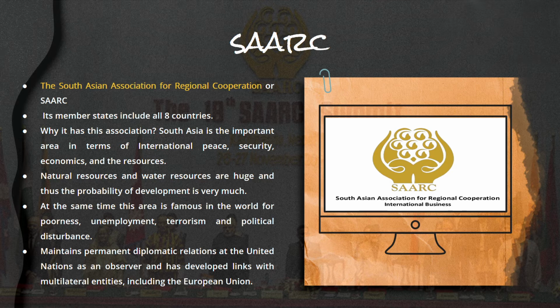At the same time, this area is famous in the world for poverty, unemployment, terrorism, and political disturbance. This association maintains its permanent diplomatic relation at the United Nations as an observer and has developed links with multilateral entities including the European Union.